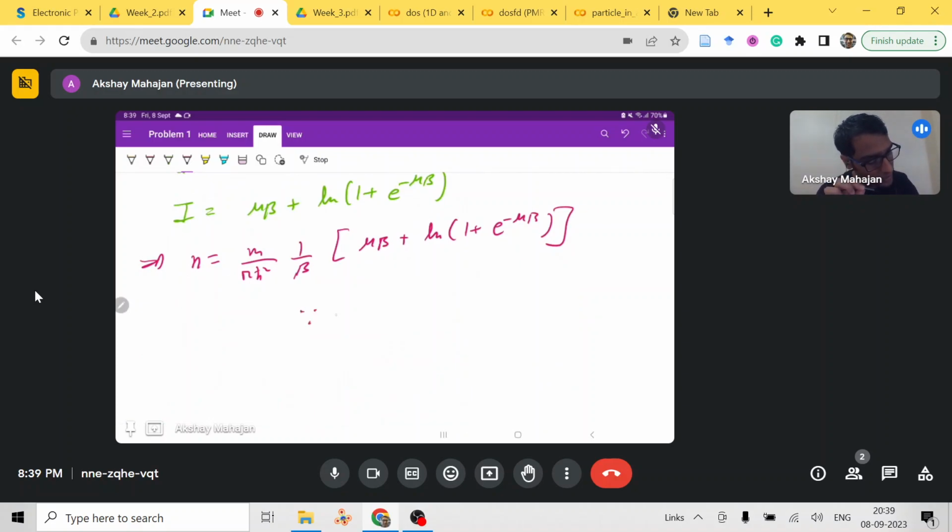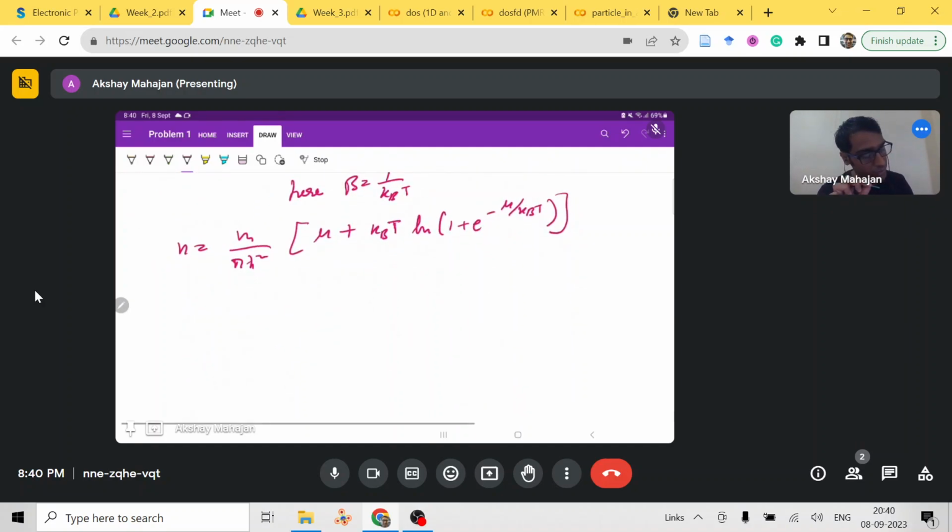Now since beta is equal to 1 upon kbT, here remember that beta is equal to 1 upon kbT, so I will just open this bracket, and beta will just cancel out. Just keep the m upon pi h-bar squared common here. I will take beta inside, so we have mu plus 1 by beta, which will be just kbT ln of 1 plus e to the power minus mu by kbT.